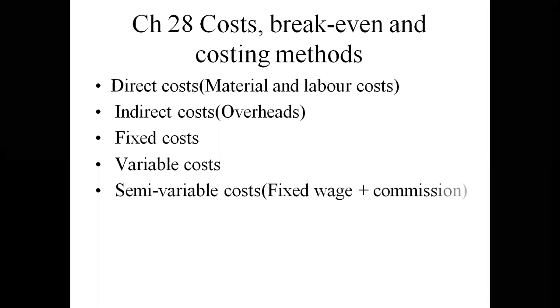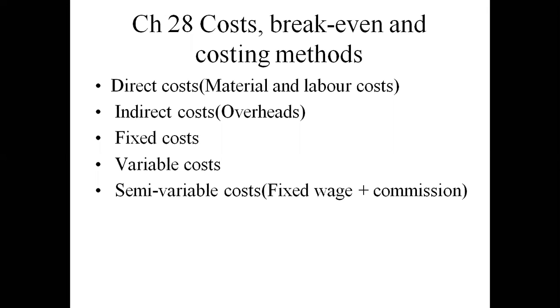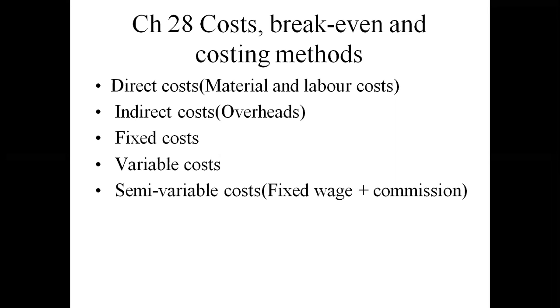Then we have semi-variable cost, like it is possible in everyday life as well. There are some costs which are a mixture of fixed and variable. Like for example, you pay wages to your sales staff. Okay, that is a fixed amount. Doesn't matter whether they are able to sell or not, still they will get the same amount of wage. That is a fixed cost. Okay, but apart from that, you say, all right, if you are able to sell more, whatever you are able to sell, we'll give you 2% of the value of the sales you will make.